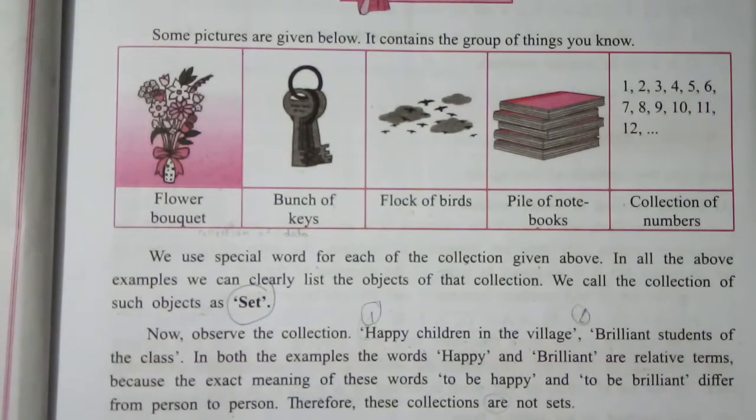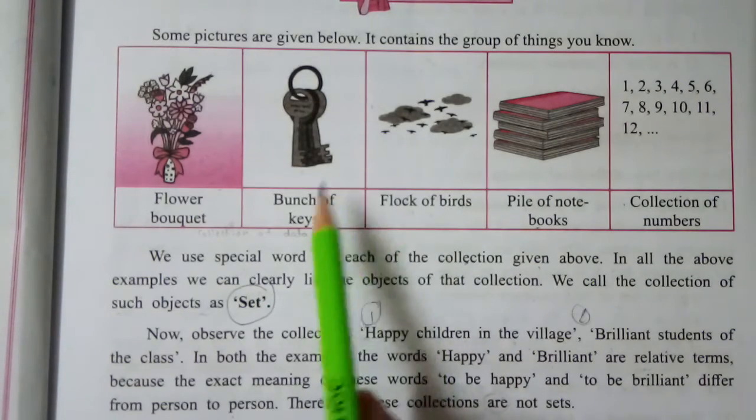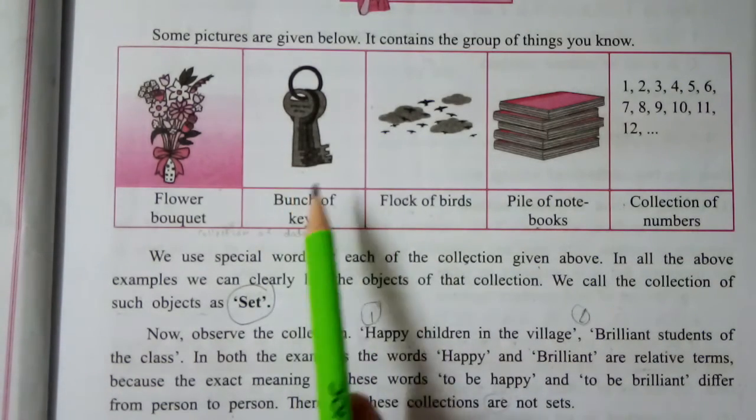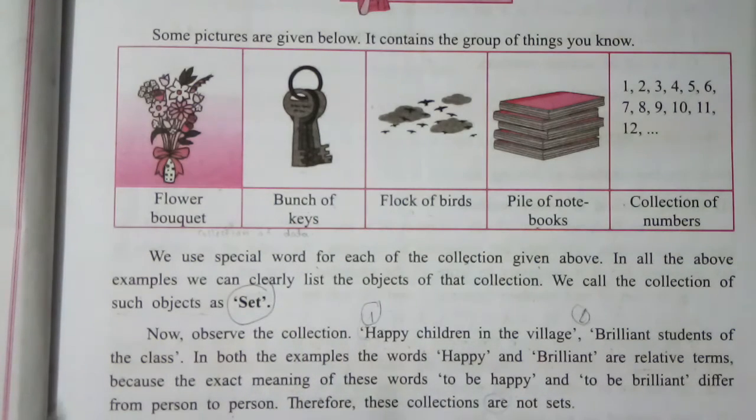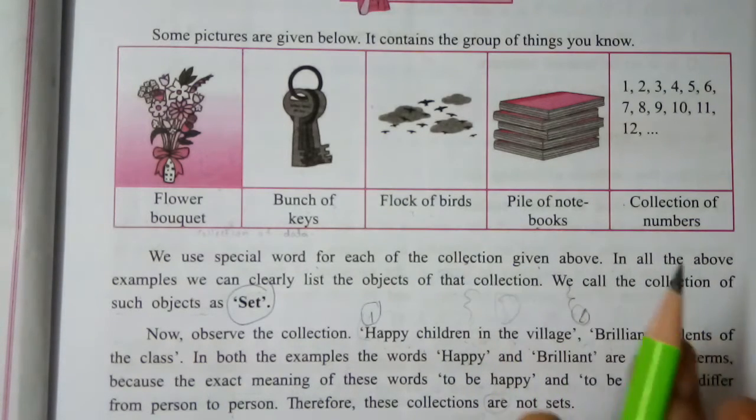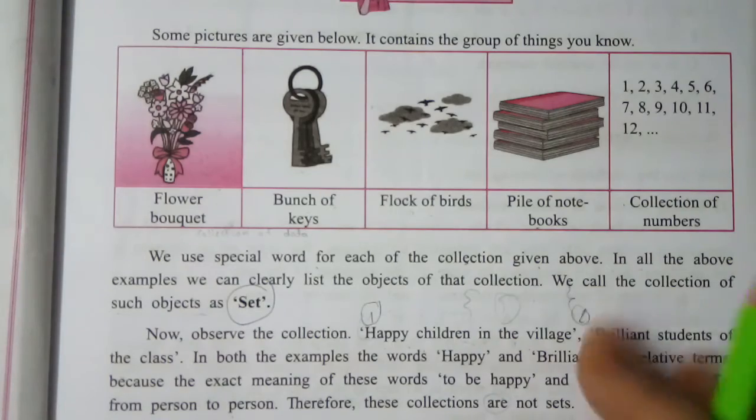All right, so for a set, the same kind of data should be there. Like here, a flock of birds, a bunch of keys. Likewise, for a set, the same kind of information should be there. That means happy and brilliant should not come in one particular set. So these are not examples of a set.